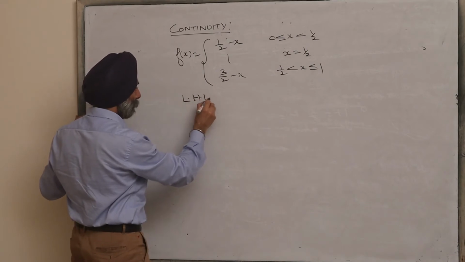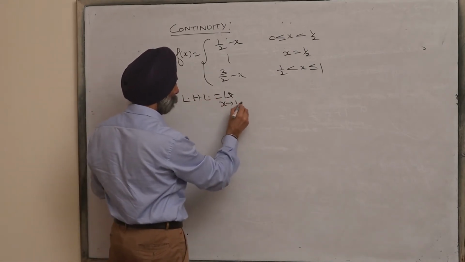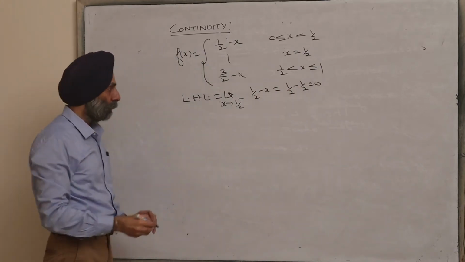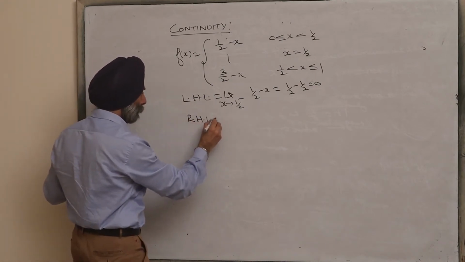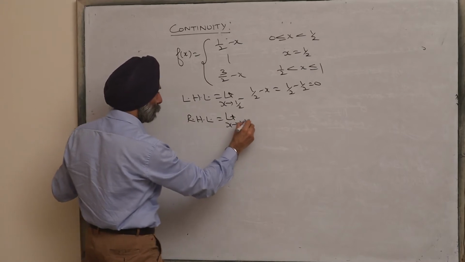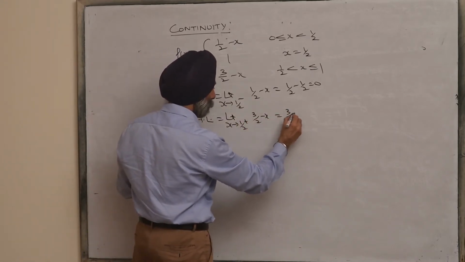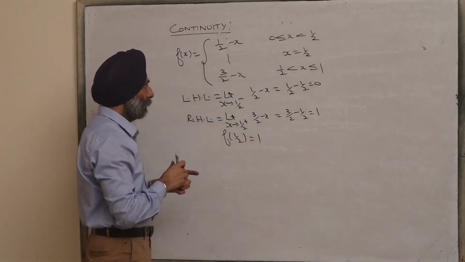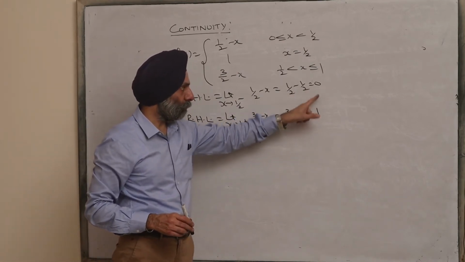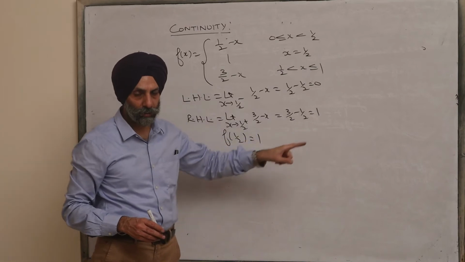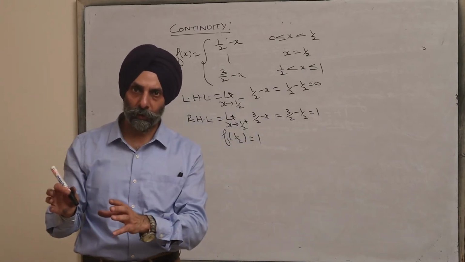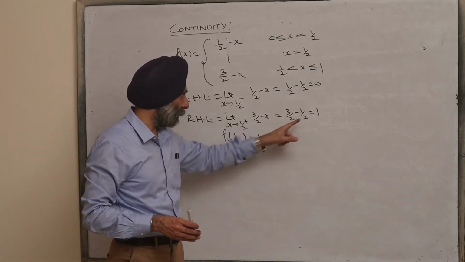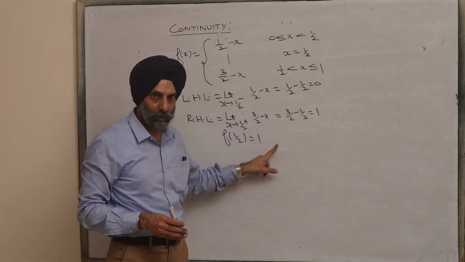So what is the left hand limit? Left hand limit is limit x approaches to half negative, 1 by 2 minus x. That is half minus half, which is 0. Now right hand limit. Right hand limit is limit x approaches to half positive, 3 by 2 minus x. This is 3 by 2 minus 1 by 2, which is 1, and f of half is equal to 1. Since these two are not same, therefore the limit of this function does not exist. Since the limit does not exist, hence this function is discontinuous at x is equal to half, but is right continuous at x is equal to half because these two values are same here.